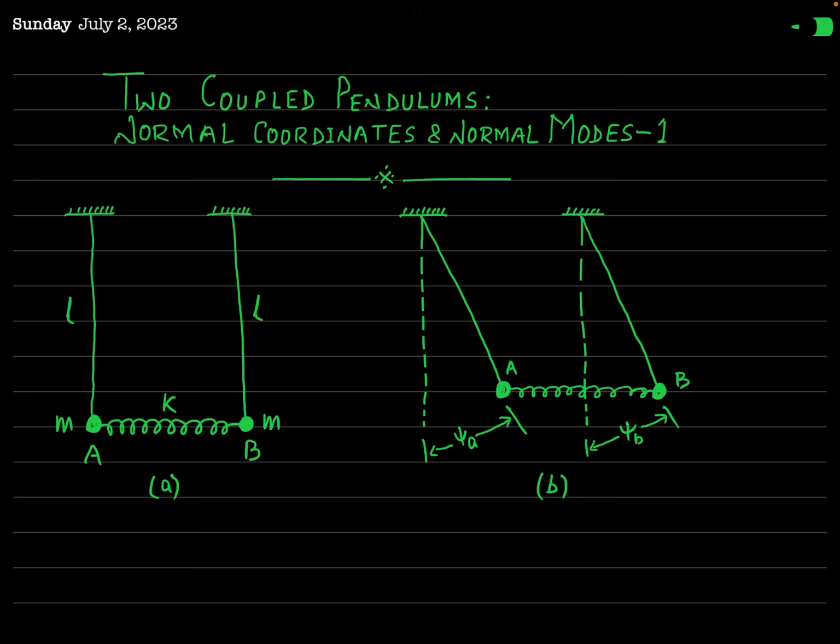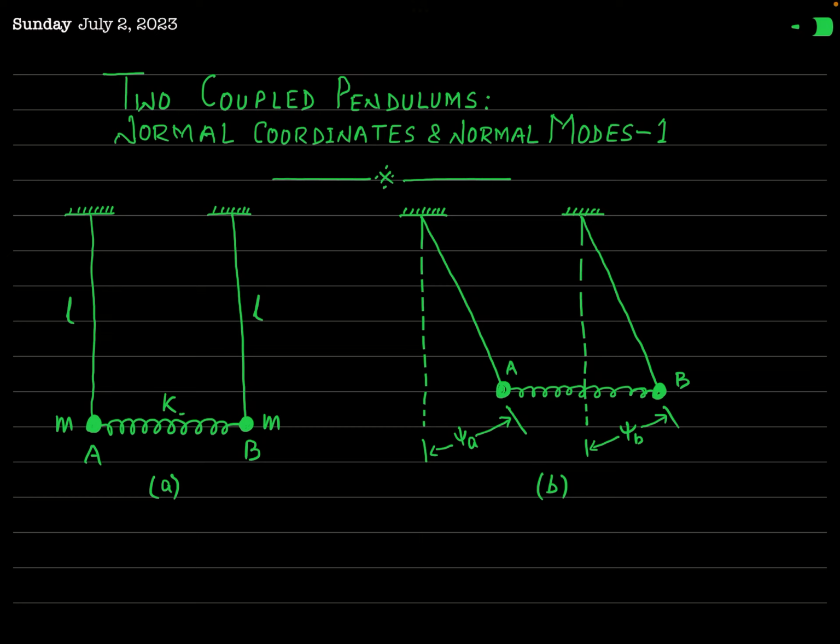As you can see in figure A, there are 2 identical simple pendulums, each having bobs of mass m and length L. Since the length and mass of the bob are the same, we say that these 2 simple pendulums are identical. You can also see that the 2 bobs are connected by a massless, ideal spring having a spring constant K.